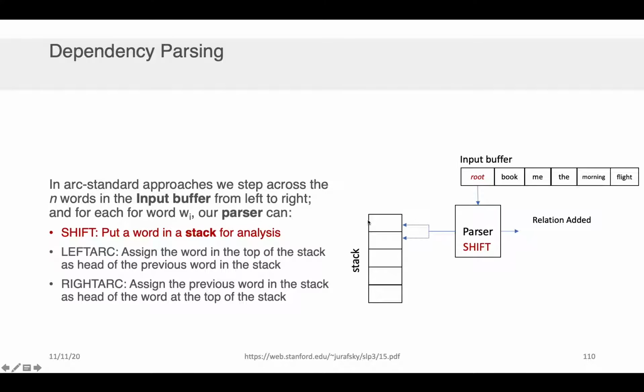Okay, and so let me take you through an example here. The first thing we might do in this case is, if we had an input buffer that was filled with root, book me the morning flight, we would shift the root word onto the stack. Okay, well, the stack doesn't have anything in it yet, so we obviously still need to continue shifting. So the next thing we would do is we might put book onto the stack.